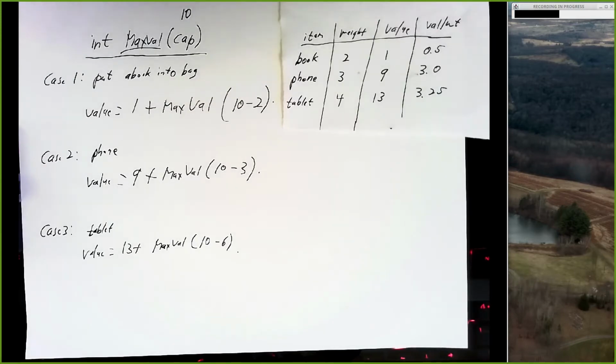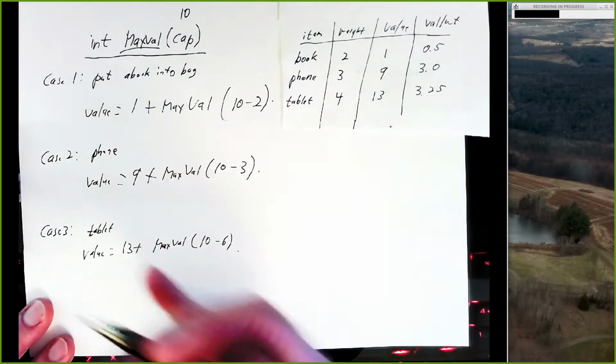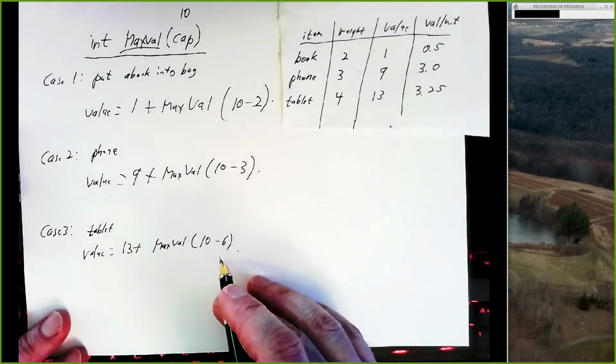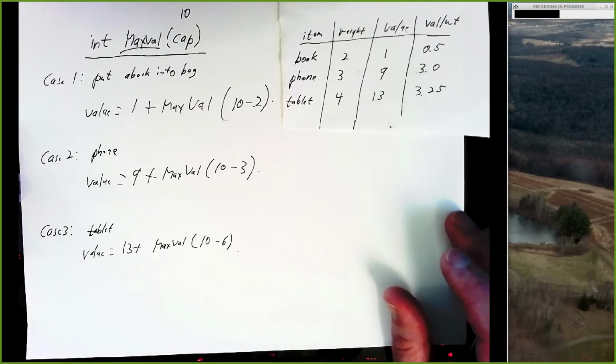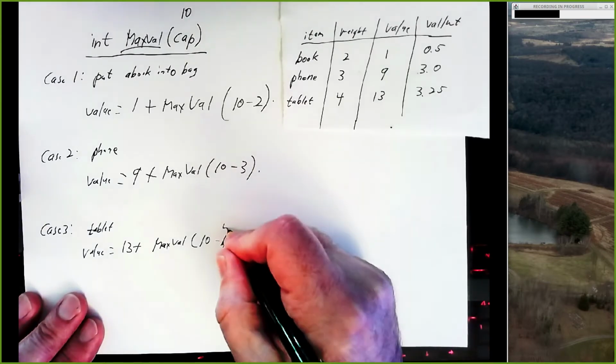And so this is, you know, a classic recursive algorithm now. How do we calculate max val of 8? Well, we'll do the same kind of analysis. And how do we calculate max val of 7 and max val of 4? Same kind of analysis. For the third case, it should be 10 minus 4, right? It should be 6. Yeah, 10 minus 4, thank you.